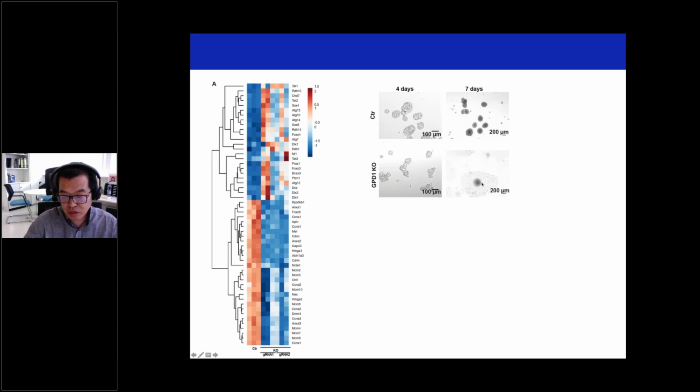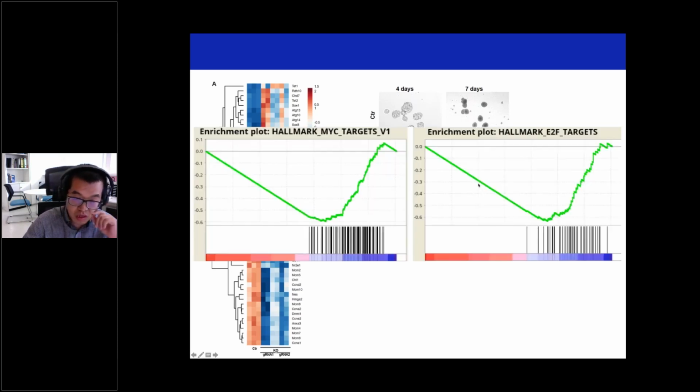So the cells actually tend to differentiate as well, because they tend to attach in culture. And also, surprisingly, this is something we are still working on, we do see MYC targets dramatically downregulated. It's almost black and white, and also E2F targets. So this suggests maybe we are also inhibiting protein translation there.